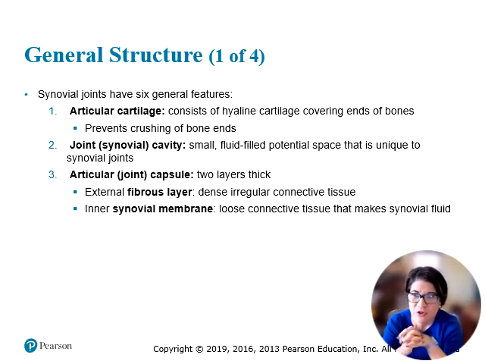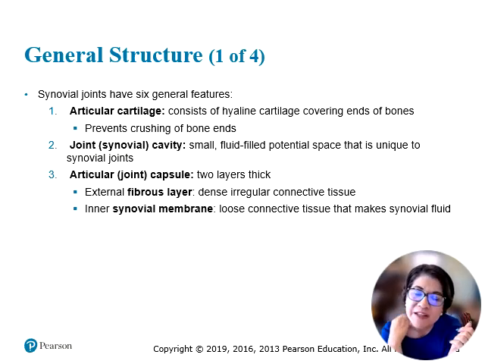They have articular cartilage. That's the cartilage that covers the ends of the bone. Think of eating chicken and you've seen that cartilage on the end of the leg bone. That keeps the bone protected, so it prevents it from getting crushed. Then you have the joint cavity. That's the synovial part, so that's what makes it called synovial, is that cavity. It's a small fluid-filled space, and only synovial joints have that.